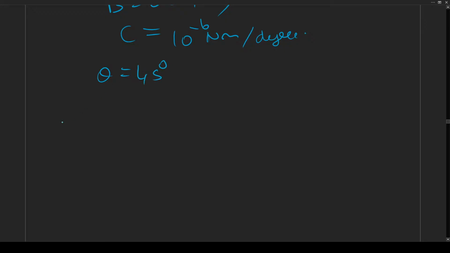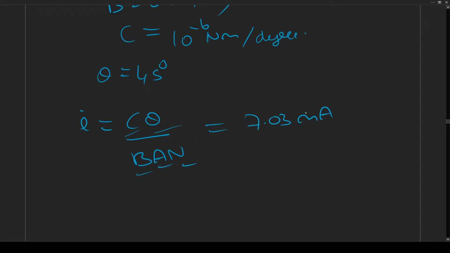Theta, or phi, which is equal to 45 degree. Now we know that I is equal to C theta by BAN, where C is 10 power minus 6, theta is the deflection value, B is the magnetic field, A is the area of the coil, N is the number of turns. Every value we have, substituting the values, we will get 7.03 milliampere as the current.